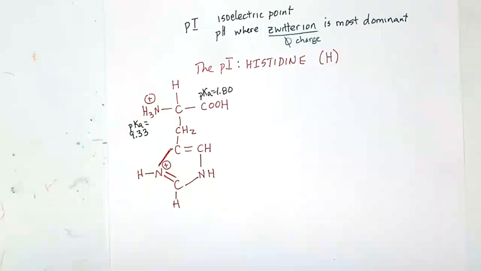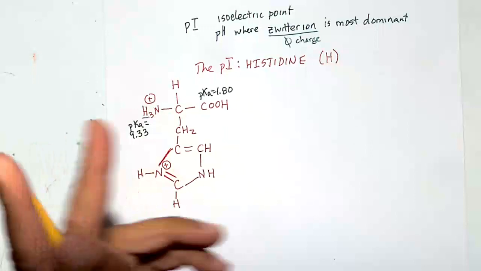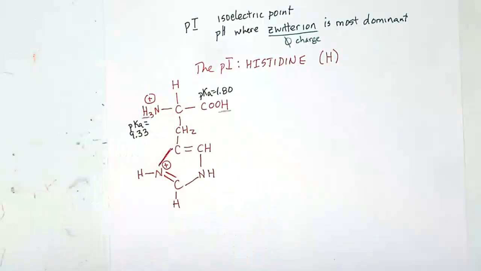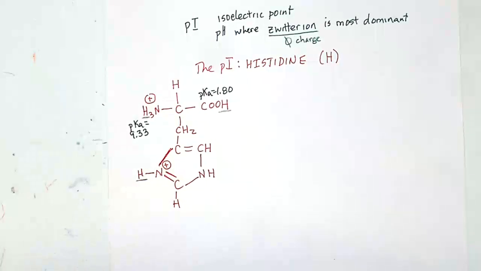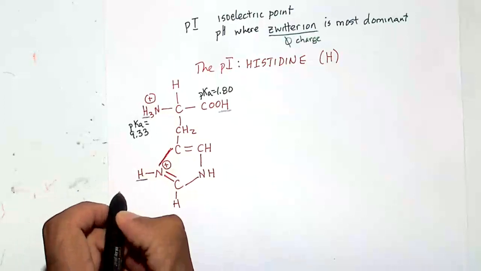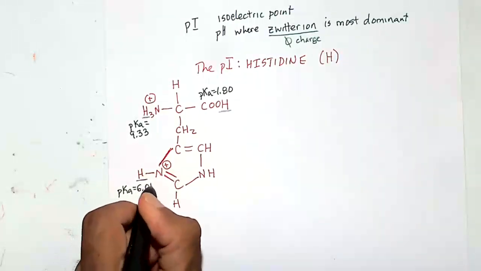So one of these protons, use your flashcards, has a pKa of 9.33. One of these protons has a pKa of 1.80. Anything else you see here? The side chain. And what was that? 6.04. Okay, 6.04. Sounds right.